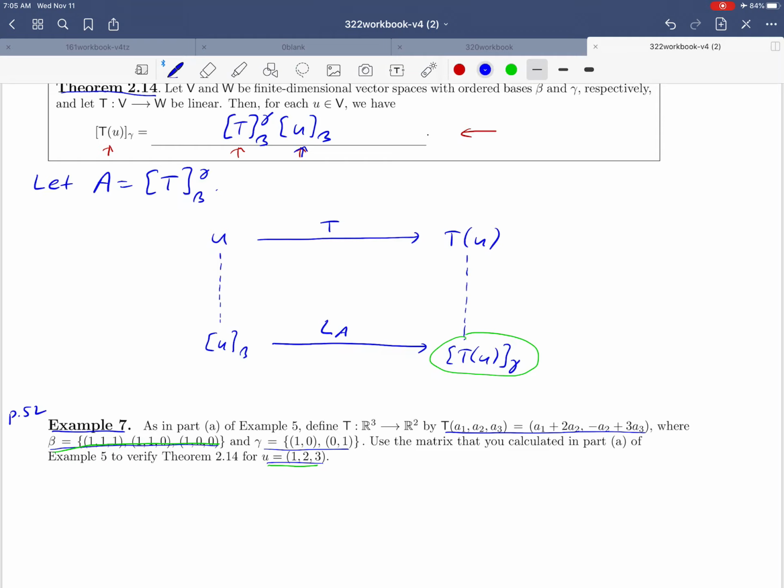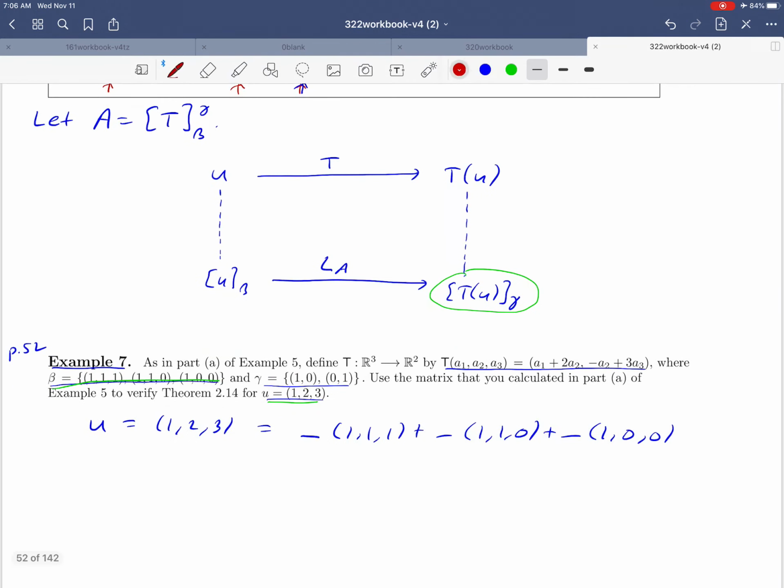To find that coordinate vector, we need to write u as a linear combination of those vectors. So u equals 1, 2, 3, and we want to write that as a linear combination of 1, 1, 1, 1, 1, 0, and finally 1, 0, 0. We've done this type of problem before. Which coordinate would be the easiest to start with? Probably the third coordinate. We want to get a 3 there. Notice that there are zeros here and here, so that forces us to put a 3 here, so that 3 times this 1 gives us the 3 that we need.